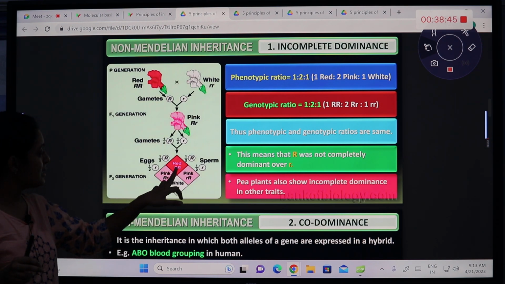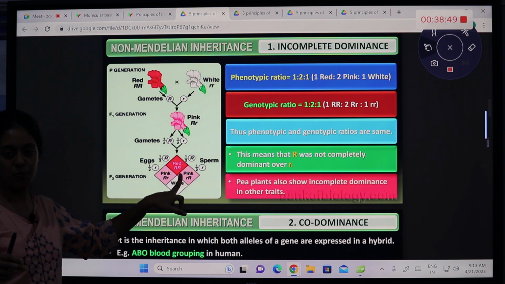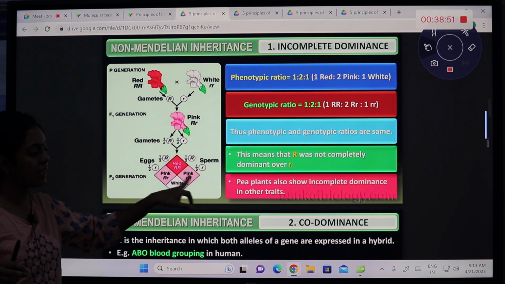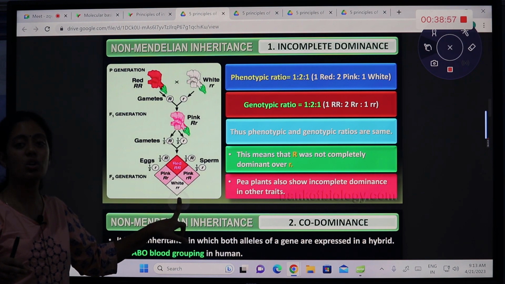Okay, so RR is red. This is a phenotype and also a genotype. Yes or no? These two are pink and this is white. So what is the phenotypic and genotypic ratio of incomplete dominance? 1 is to 2 is to 1.